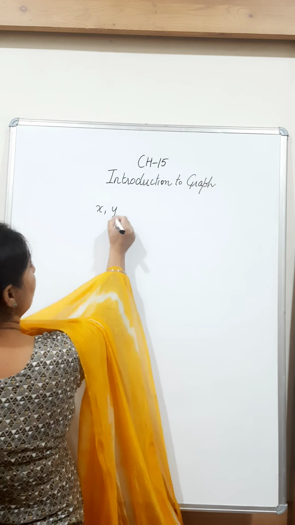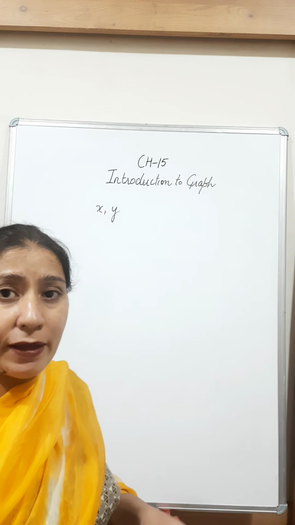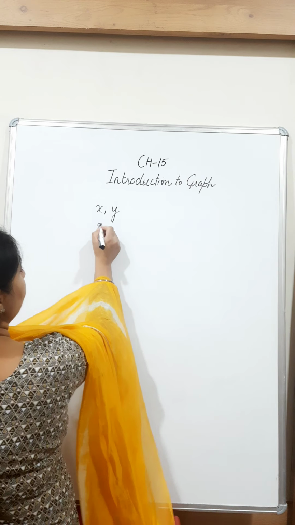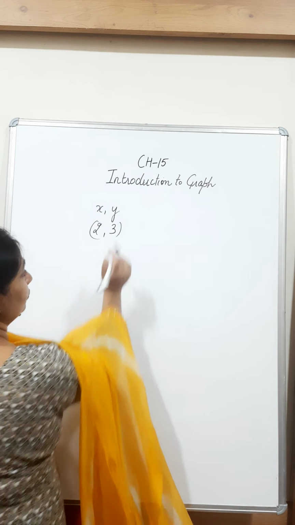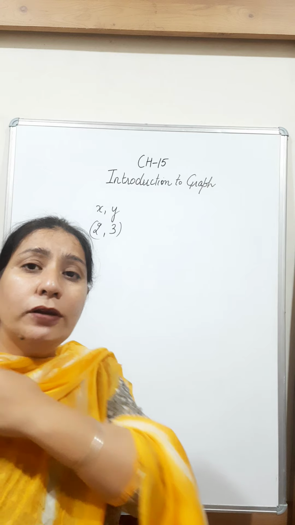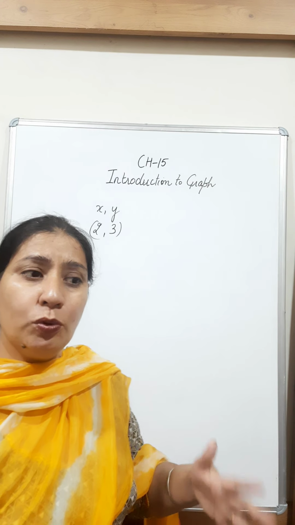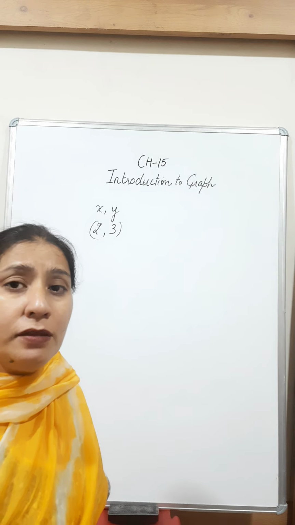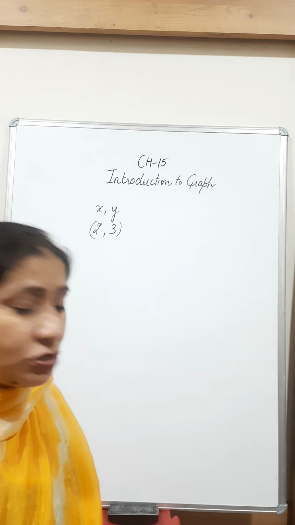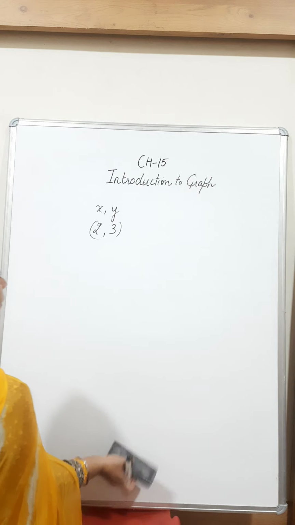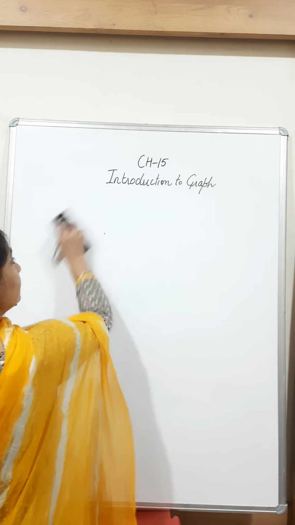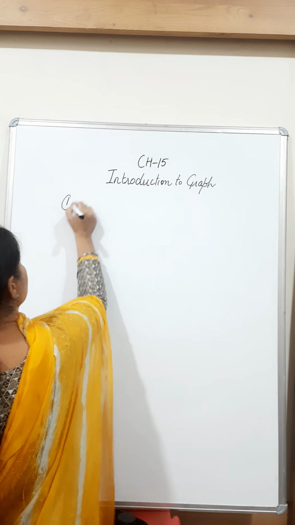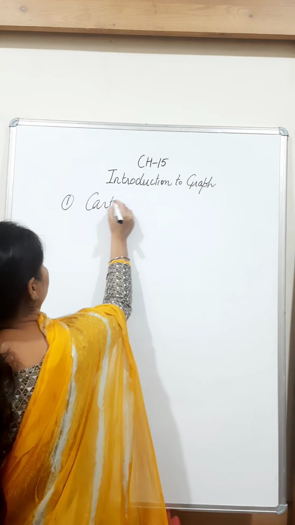We plot points like x comma y, where the first value x is any value, say for example 2, and y is another value 3. Now how do we plot them on the graph? How do we come to know how to plot these points and where to plot them? This is what we are going to discuss in this chapter. First of all, we will discuss the first very important concept, that is the Cartesian system.